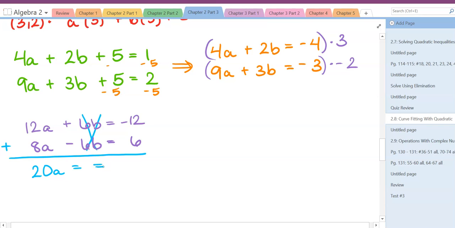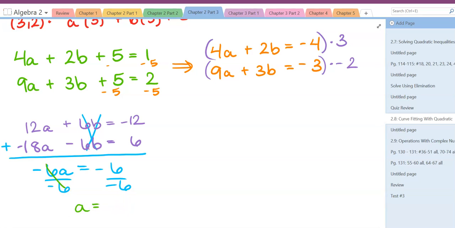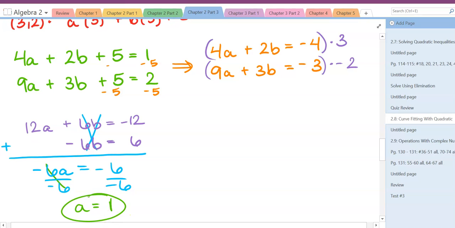Oh, shoot. Hang on. It's negative 12. It should be negative 18. That got erased. So that's actually a negative 6a equals negative 6. Then we divide by negative 6. We get a equals positive 1. So we have a is 1.